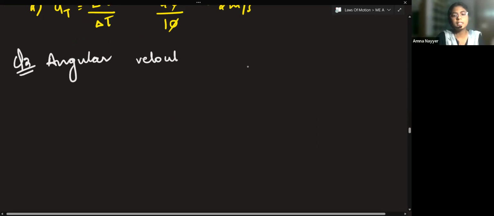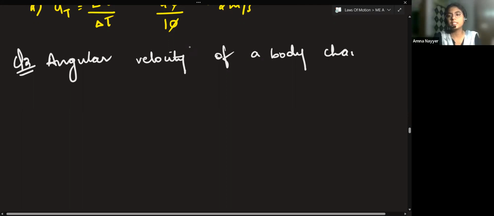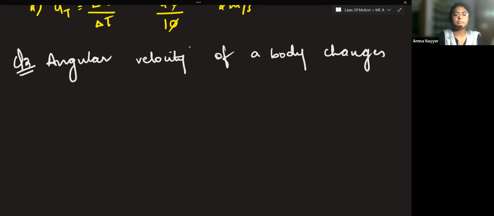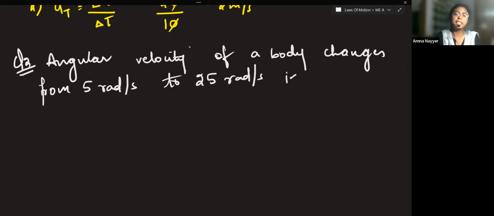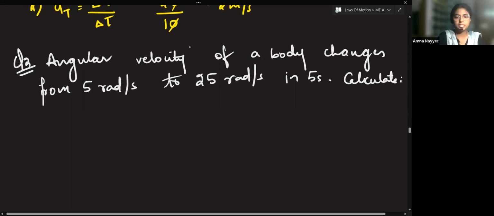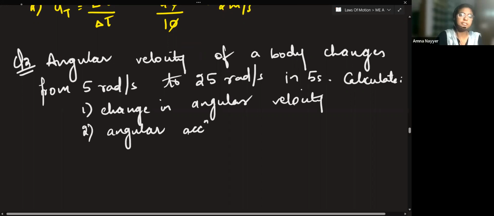Angular velocity of a body. This time I'm referring to angular velocity. This is not the linear velocity. So angular velocity of a body changes from 5 radian per second to 25 radian per second in 5 seconds. Calculate. First part says change in angular velocity. Second part says angular acceleration.